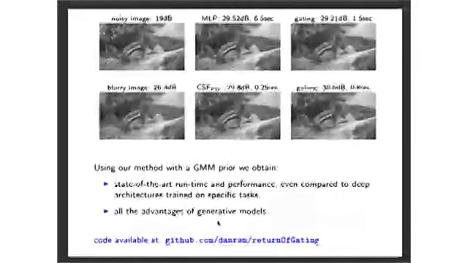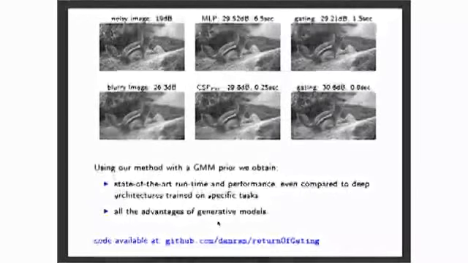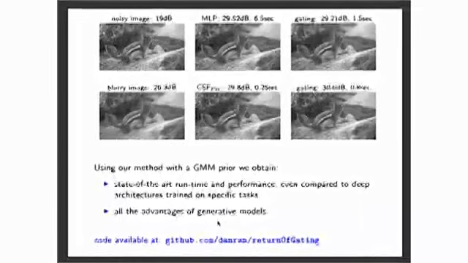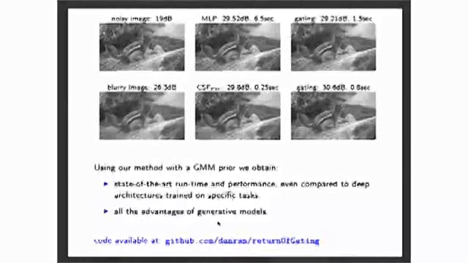So using our method with a Gaussian mixture model prior, we achieve both fast inference and state-of-the-art performance. And this is true even when we compare to deep architectures that were specifically trained for a certain task. Our model still has all the advantages of generative models.